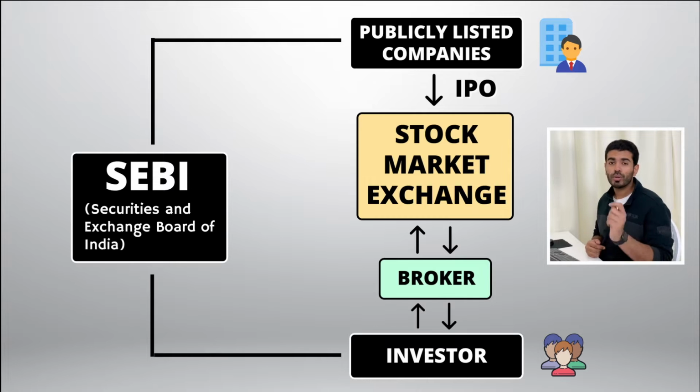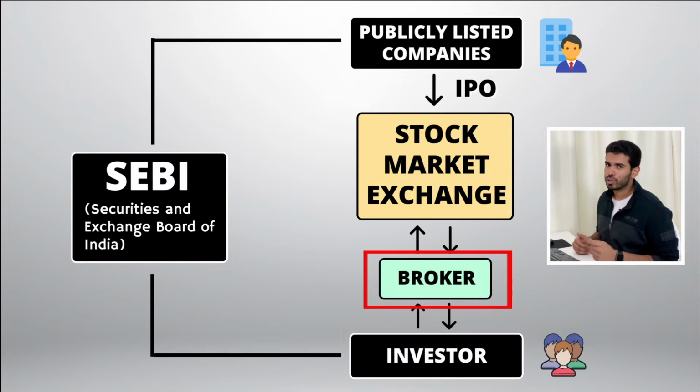Now you as an investor have decided that you want to invest in a particular company. What happens next? It's not necessary that you know the owner of that company. Let's say you want to invest in Reliance. You might not know the owner of Reliance. So how will you do this? You need to have a broker. A broker is a middleman.